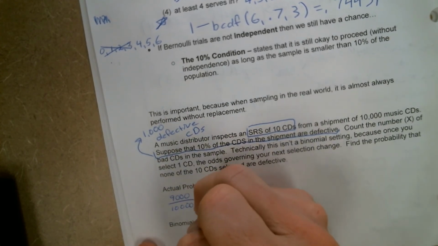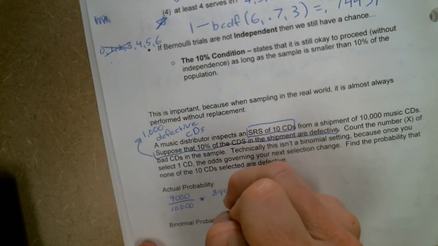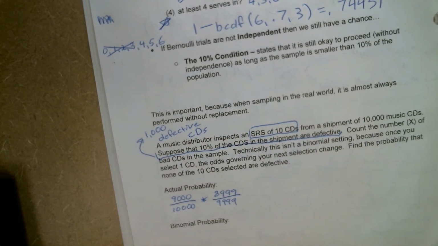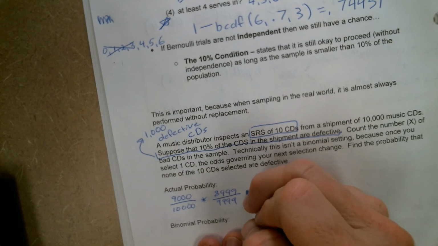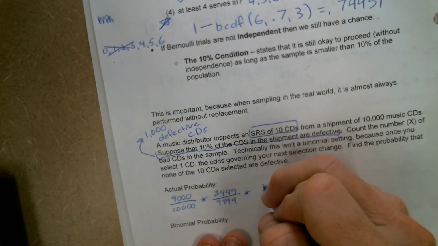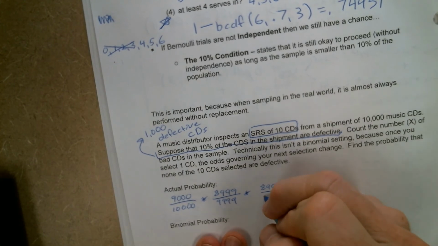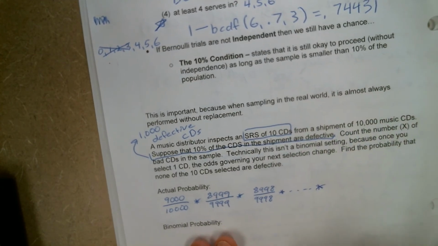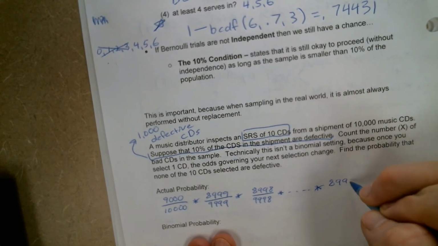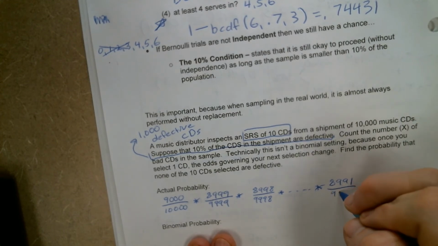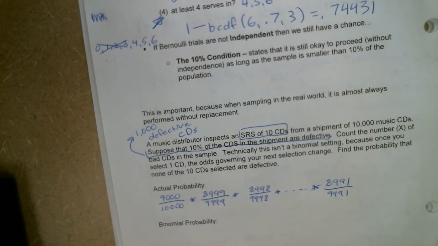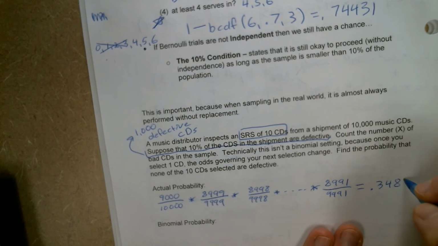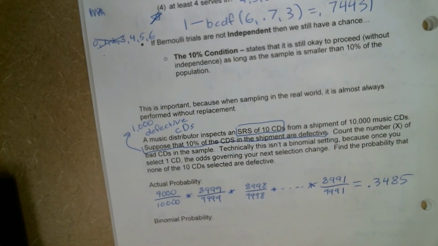The odds that the second one is fine is now 8,999 out of 9,999 because I've taken one of those CDs away. It's not constant because I'm sampling without replacement. The odds that the next one is good is 8,998 out of 9,998. And I'm not going to write these all out. I'm just going to do the classic dot, dot, dot until we get down to the last one. That's 8,991 over 9,991. And if we multiplied these all out, it would be 0.3485. You're going to have to trust me on that or do it yourself to verify.